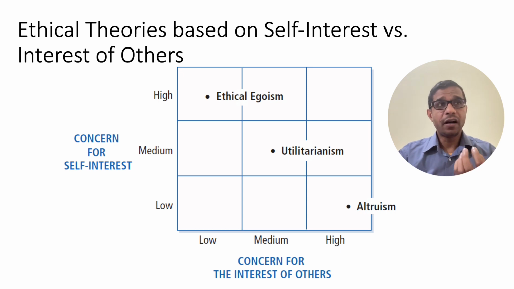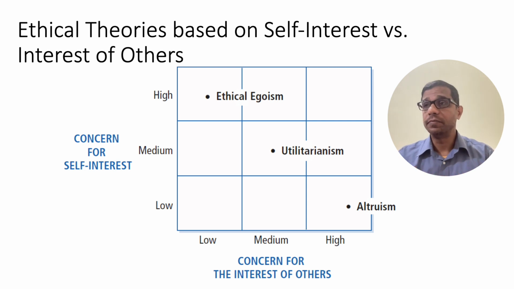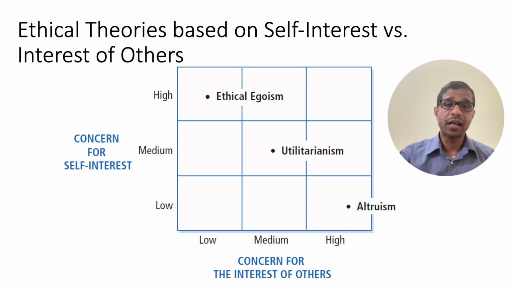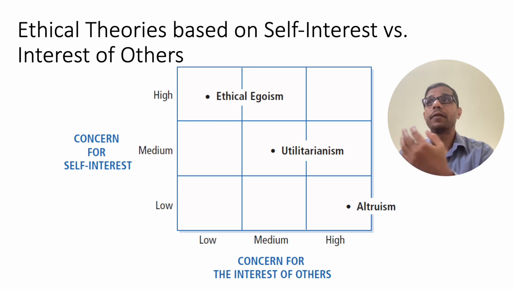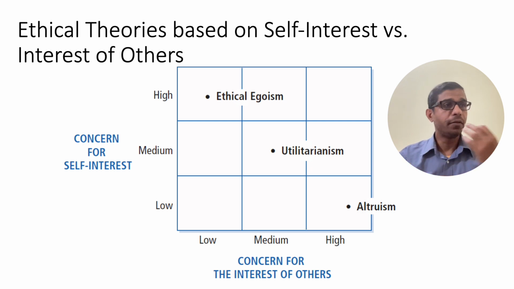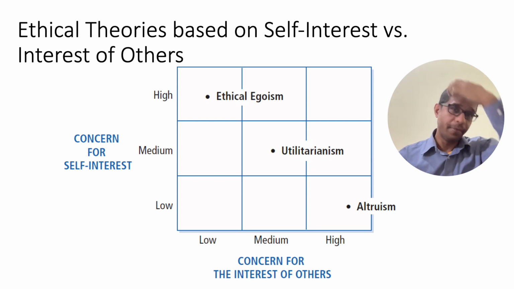But just doing things for one's own self is not automatically unethical, right? As long as I also have high concern for others, for the needs, for the interests of others, as long as I take even actions for their benefit, for the benefit for the others, as long as I'm fulfilling my obligations for others, then ethical egoism is not automatically bad.